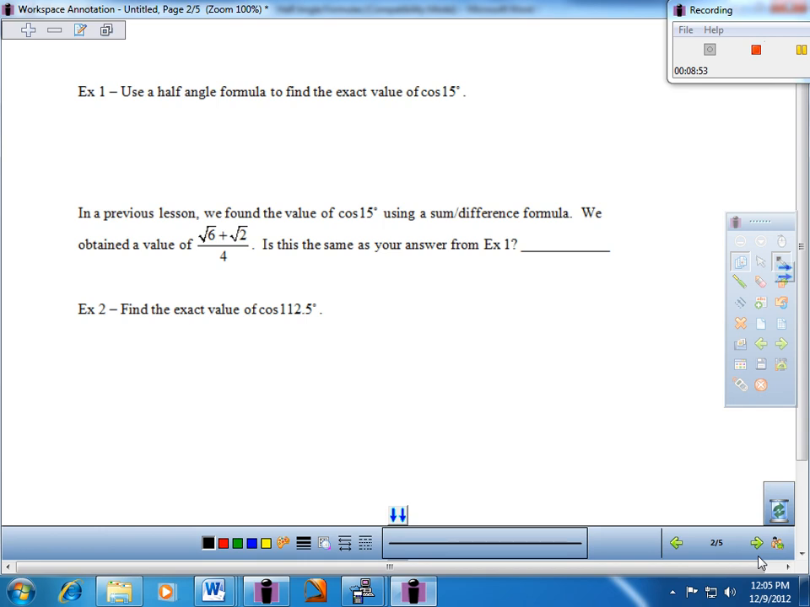So everybody, it says use a half angle formula to find the exact value of cosine of 15 degrees. So 15 degrees is half of an angle that we already know our trig information on. Of course, it's half of 30. So what I'm going to do off to the side here is write cosine of 15 degrees is equal to the cosine of 30 degrees over 2. If the original angle is 30 degrees, then 15 degrees, of course, is half of that.